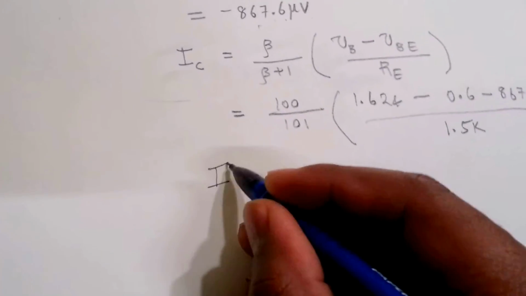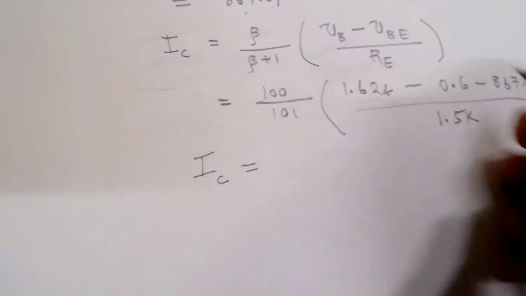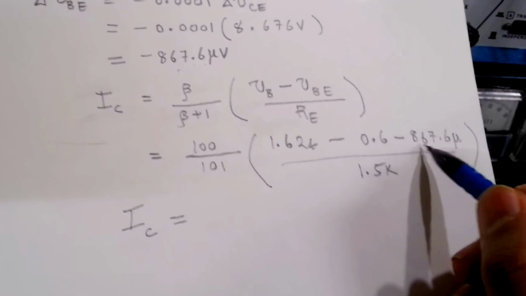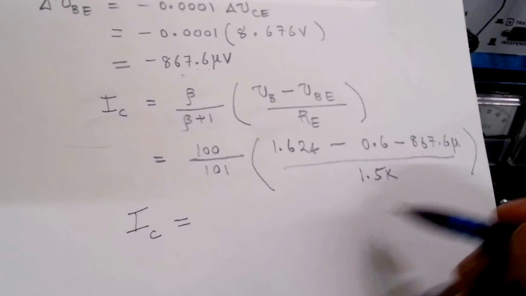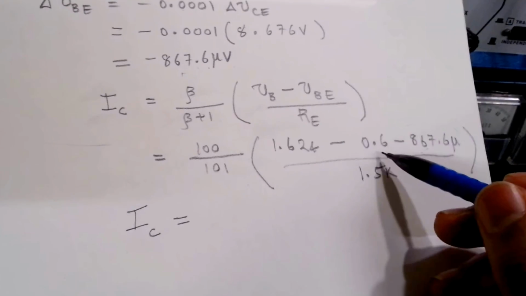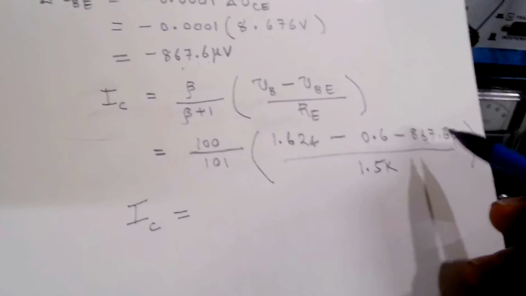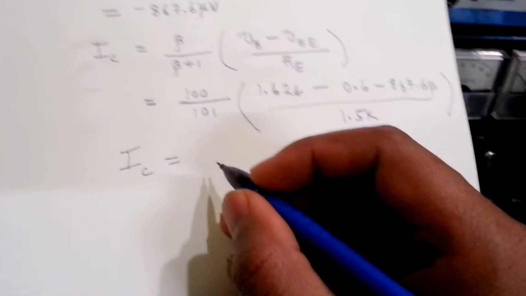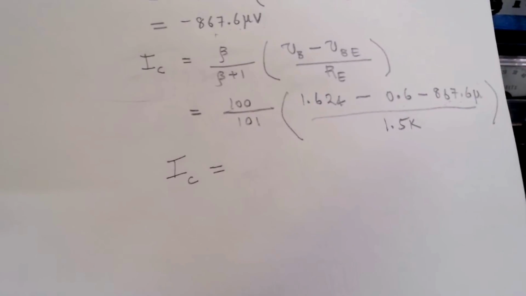As you can see, all we do now is get our new IC from here, due to the new change from the Early effect. Basically, the Early effect in that compliance range will make our VBE change from 0.6 to that, so we need to include that here. If we do this calculation quickly, I'll give you an answer in a moment.